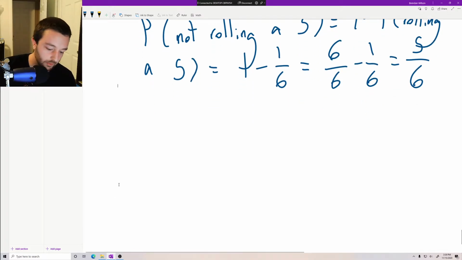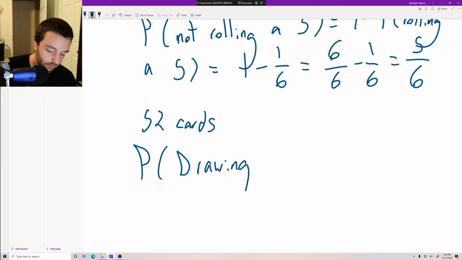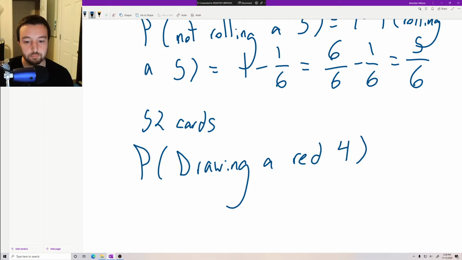Let's just think about real quick, what is the probability of drawing, from a standard deck of 52 cards, a red 4? Okay. So we've got to think about this. The probability of drawing a red 4 is like the problems we were doing last time.